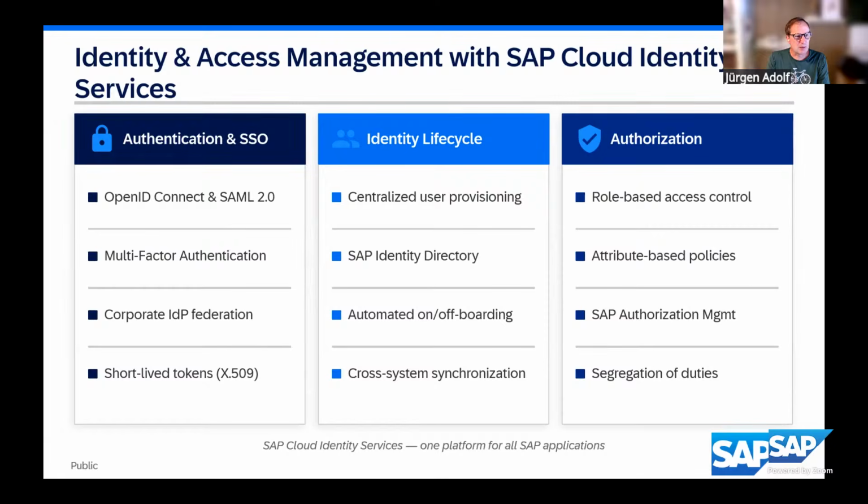And then in the middle, we have the identity lifecycle, which covers centralized user provisioning via the SAP Identity Directory and SAP Identity Provisioning, which has automated onboarding and offboarding and cross-system synchronization. So users always have the right access at the right time and no more. So when a user leaves the company, you can automatically revoke the access with the identity provisioning, deprovision the user from the solutions and applications where you don't need them anymore.